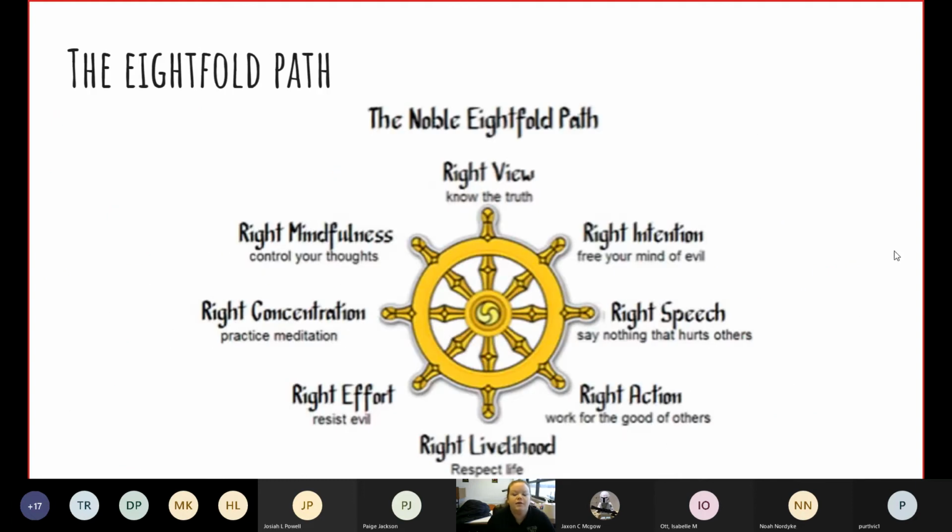So this is the eightfold path, and we talked about in our What is Buddhism reading how the symbol is a circle with 8 spokes. The 8 rules are the right view, which means to know the truth; the right intention, which means to free your mind of evil, so have good intentions. Right speech means to say nothing that hurts others. Right action is to work for the good of others, so being charitable and kind. Right livelihood means to respect life, and that's all life, not just humans. Right effort means to resist evil. Right concentration means to practice meditation. And right mindfulness means to control your thoughts.